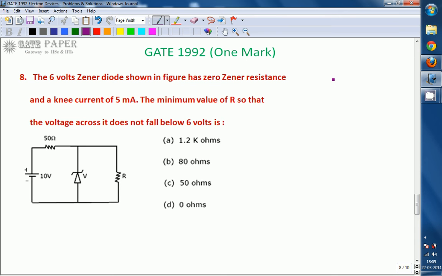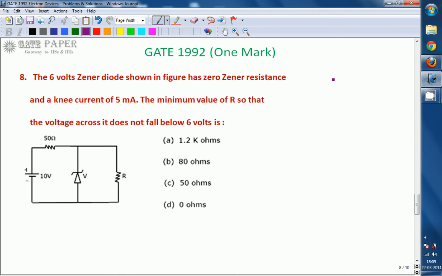The 6-volt Zener diode shown in the figure has zero Zener resistance and a knee current of 5 milliamperes. The minimum value of R, so that the voltage across it doesn't fall below 6 volts, is: A, 1.2 kilo ohms; B, 80 ohms; C, 50 ohms; D, 0 ohms.